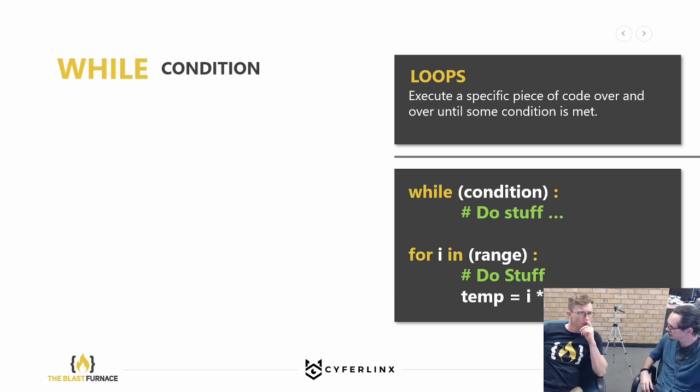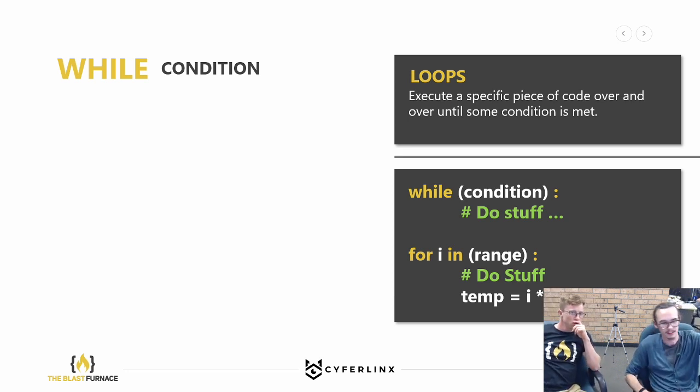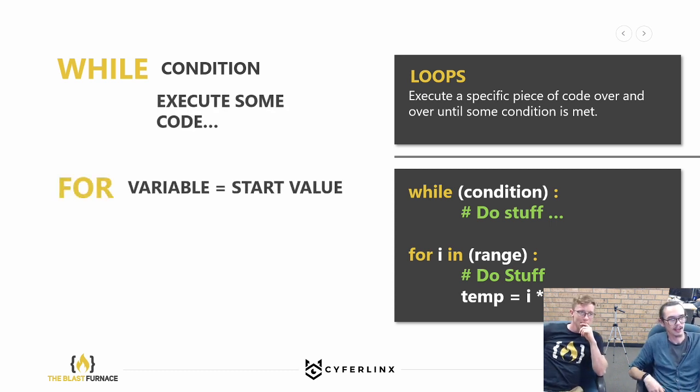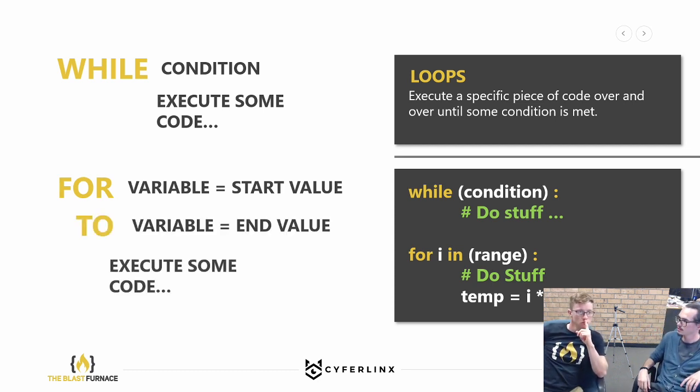Again, we've got these conditions. They're going to evaluate as true or false. We've got a while condition, which has to be true or false, and then execute some code. And then we've got a for loop, which goes from a variable start value to a variable end value, and executes some code. A while loop is called a pre-test loop, from memory. One is a pre-test, one's a post-test. A post-test executes the code, then tests. A pre-test checks first, and then executes the code.